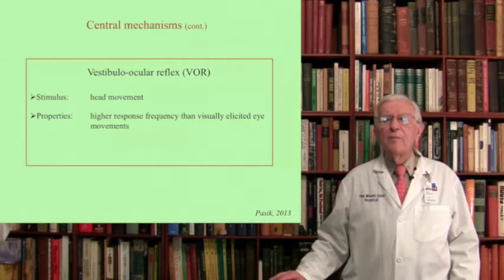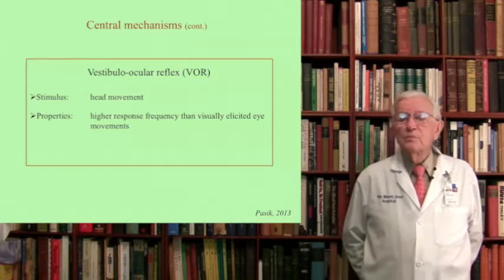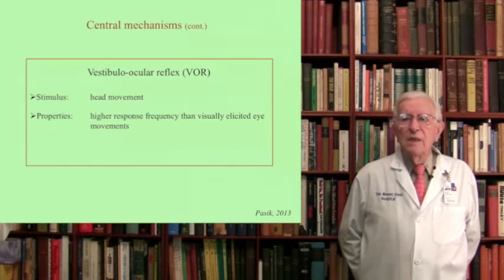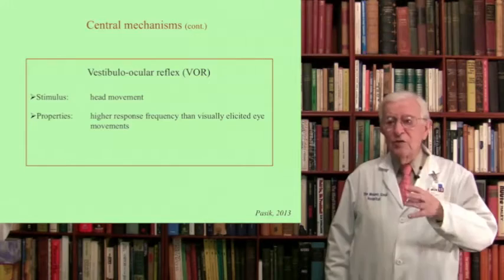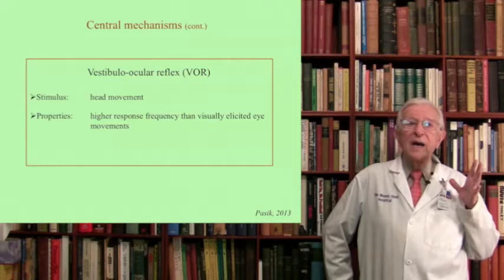What are the properties of the vestibulo-ocular reflex? That we didn't discuss in the vestibular system because it's good at this point to compare it with the optokinetic responses, which are visually elicited. You know, the VOR is elicited by vestibular stimulation. The optokinetic responses are elicited by visual stimuli. And they supplement each other. It so happens that the vestibular response can attain a much higher frequency than the ones that are visually elicited.